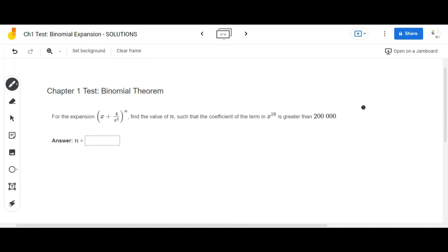A lot of you could have just taken your TI-Inspire and tried different values of n, and then tried to secure this x to the 19 term, and then eventually figure out what you need for a power of n. That will all work, but I'll try to take a little more rigorous approach here by setting up our term at least, right?